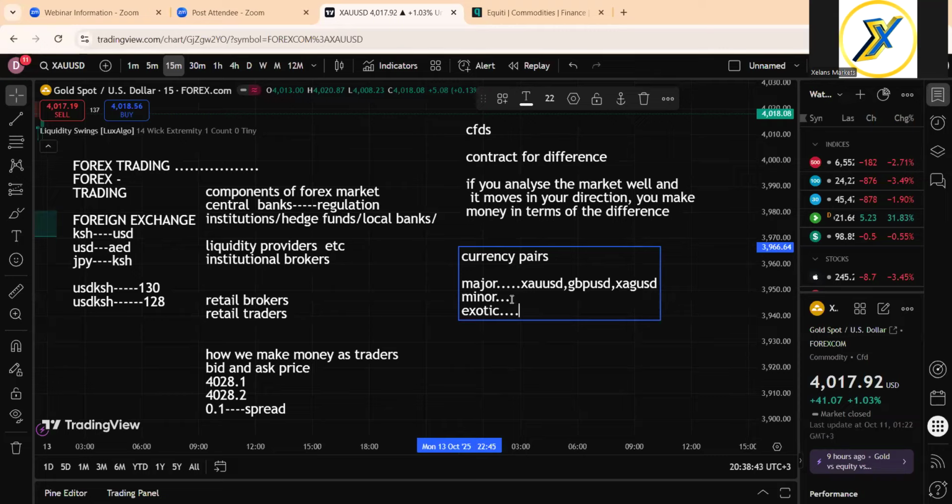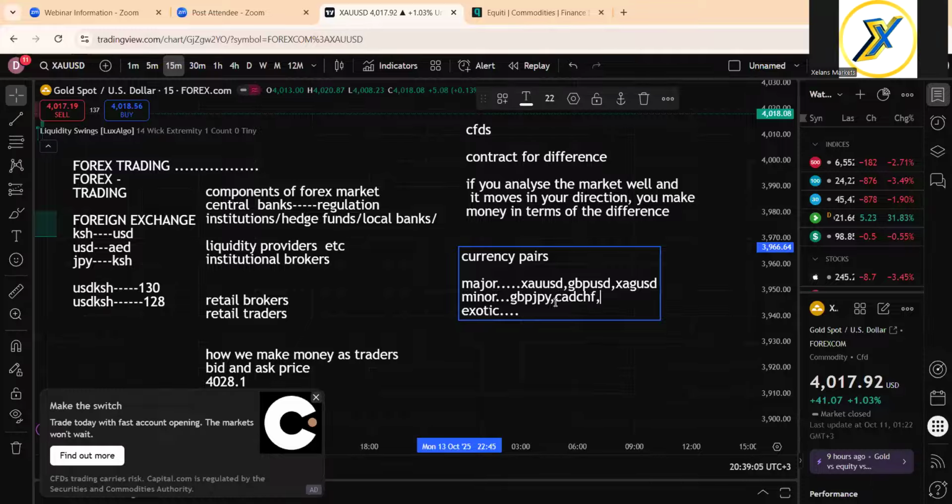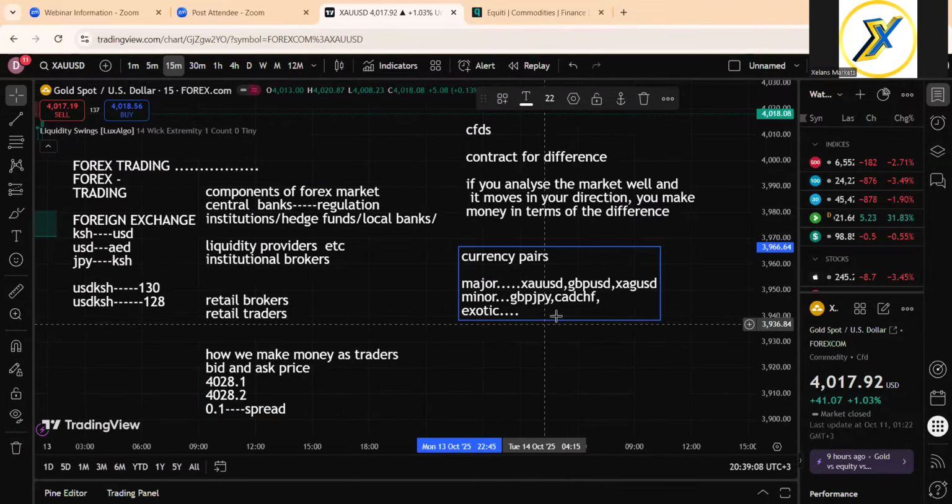But if you see another currency pair, something like GBP JPY, any currency pair that is paired against another currency pair, something like CAD, CHF, all these ones are minor currency pairs. And here at exotic, we would have something like GBP and the MXN, the Mexican peso.